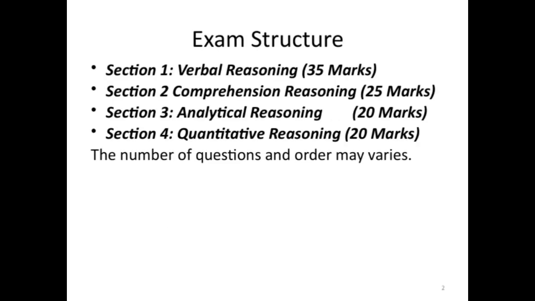Now, let's take a closer look at the structure of the exam. It's divided into 4 main sections. First, we have verbal reasoning, which carries 35 marks. This section tests your ability to analyze and evaluate written information. Next is comprehension reasoning, worth 25 marks, where you'll demonstrate your understanding of passages and your ability to draw inferences. The third section is analytical reasoning, with 20 marks, focusing on your logical thinking and problem-solving skills.